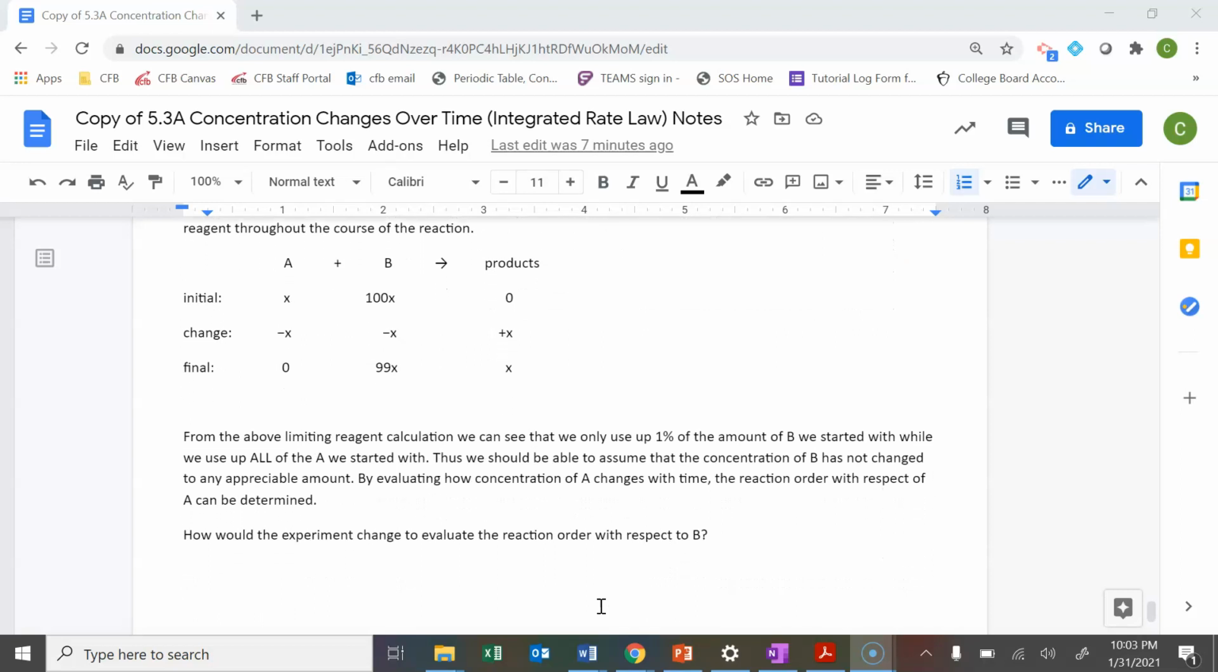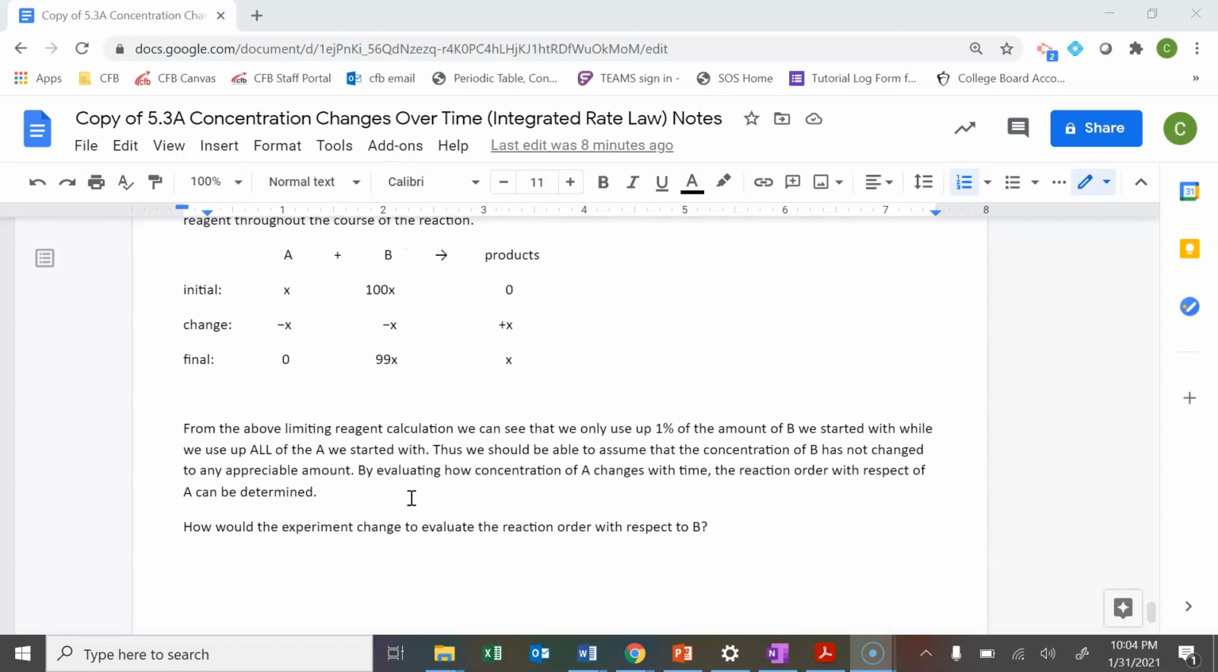All right, how would the experiment change to evaluate the reaction order with respect to B? So think about that for a minute. How would we do this differently if we were really wanting to evaluate B for its kinetics? I hope you identified that the best way to do that would be to start with X as our amount of B and 100X as the amount of A. We would have 100 times as much A as B, so that we could evaluate B as our limiting reactant in order to evaluate its kinetics.